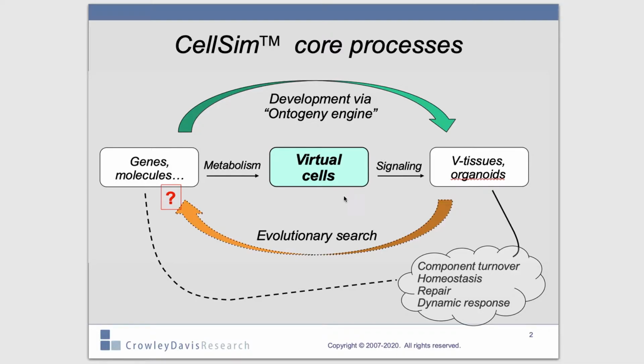Following a survival of the fittest strategy, CDR developed an advanced evolutionary search process to identify a virtual genome that supports the development of a desired V tissue, starting from one or a few starting cells.